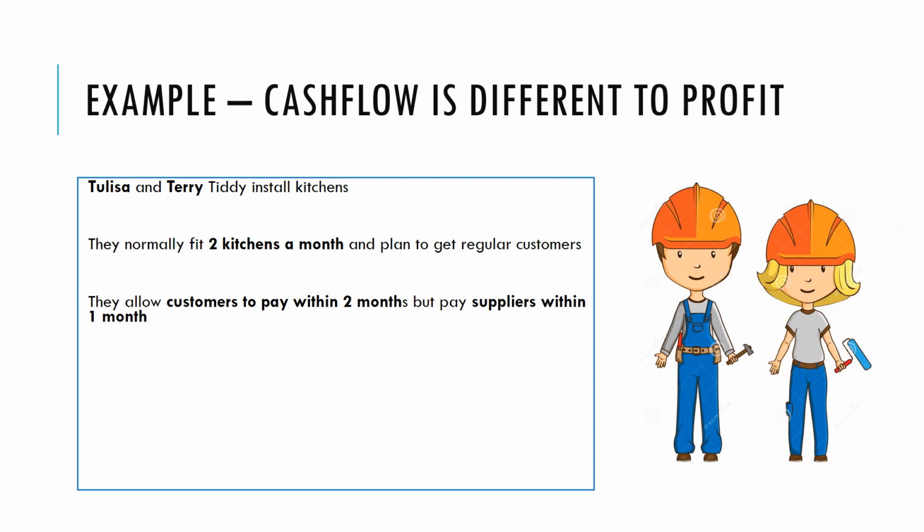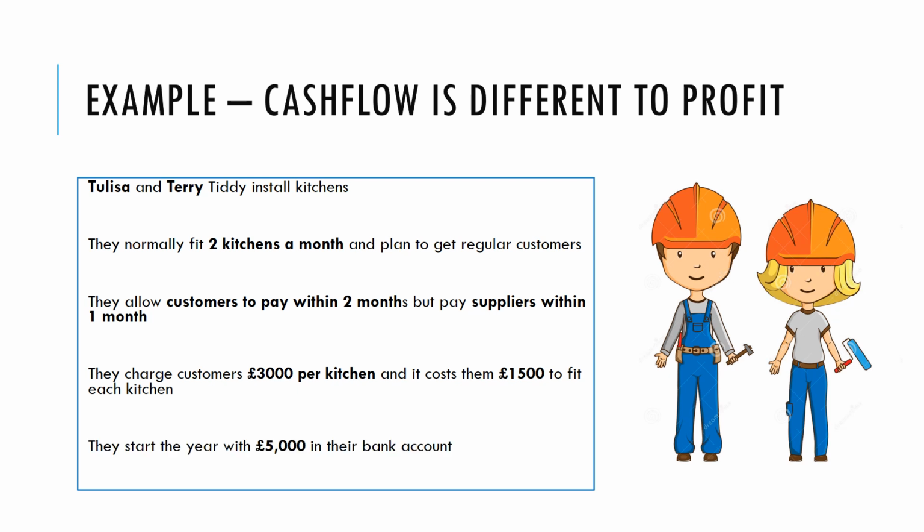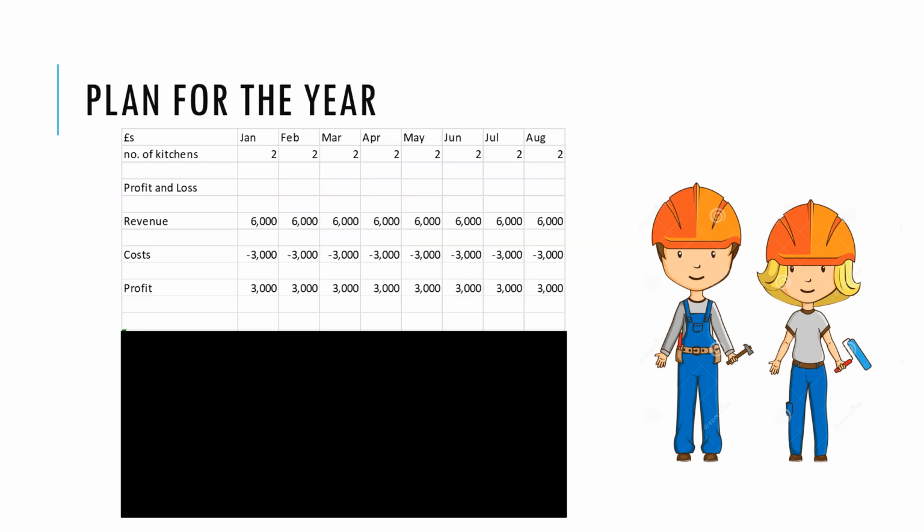Their suppliers, the people they buy the kitchen units from, allow them to pay them the cash 1 month after they fitted the kitchen. They charge the customers £3,000, that's the price they charge the customers for doing a kitchen, and it costs them £1,500 to fit each kitchen. They start their year with £5,000 in their bank account, and we're going to look at their profit and loss and their cash flow. So let's start off with their profit and loss, or their statement of comprehensive income.